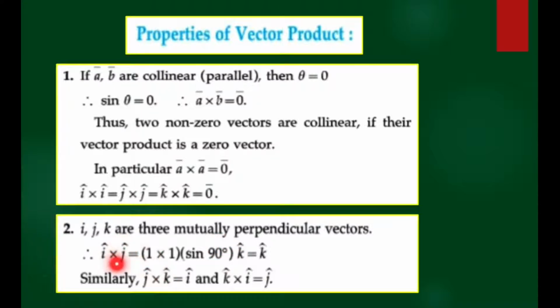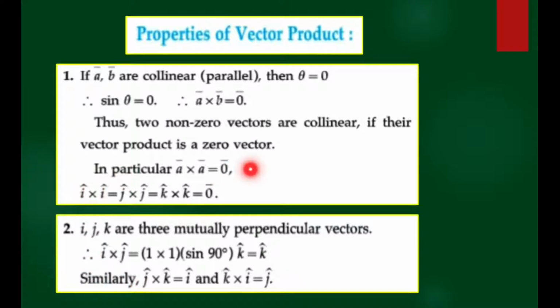That means when two different unit vectors, their cross product is always the third unit vector. So we see here i, j, k. So in cyclic rotation we can find the next. Similarly, j cap cross k cap equals to i cap, and k cap cross i cap equals to j cap.